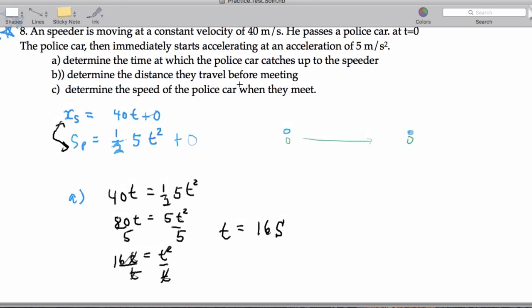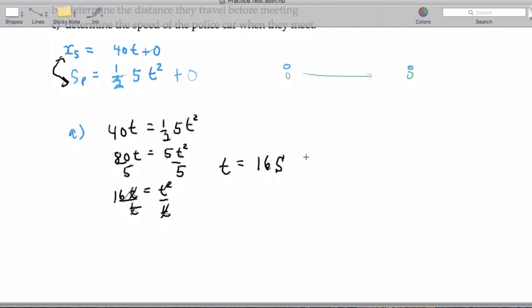And now I can actually get the distance they traveled before meeting. I'll use the speeder equation, since it shouldn't matter which equation I use once I get the time. So 40 times t, which is going to be 40 times 16, and that's going to give me, I think, 640 meters.